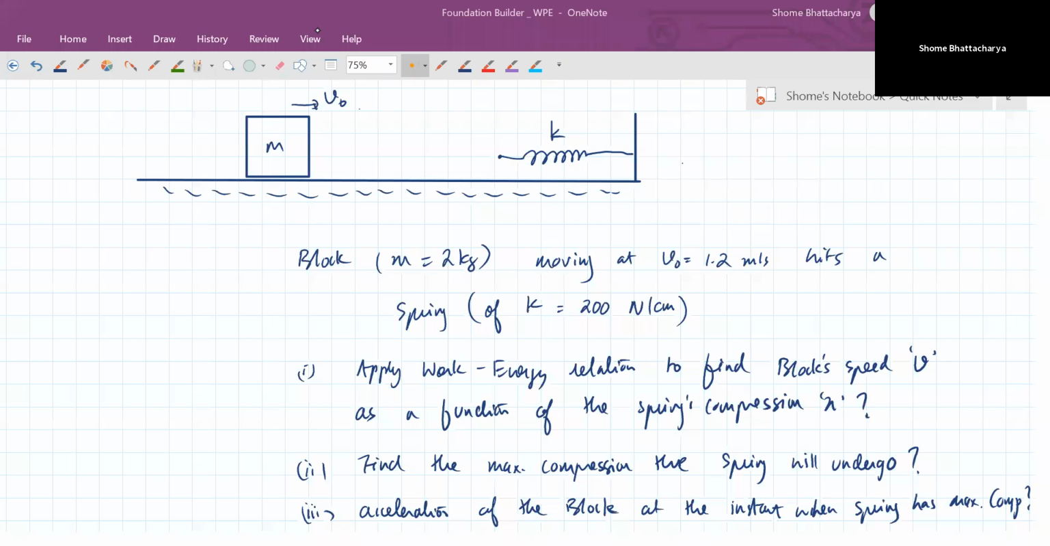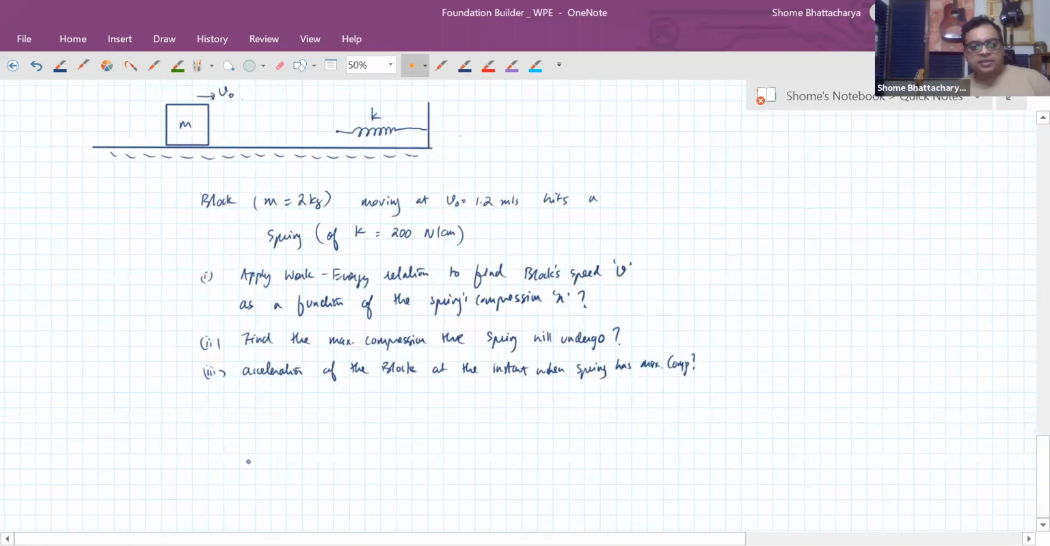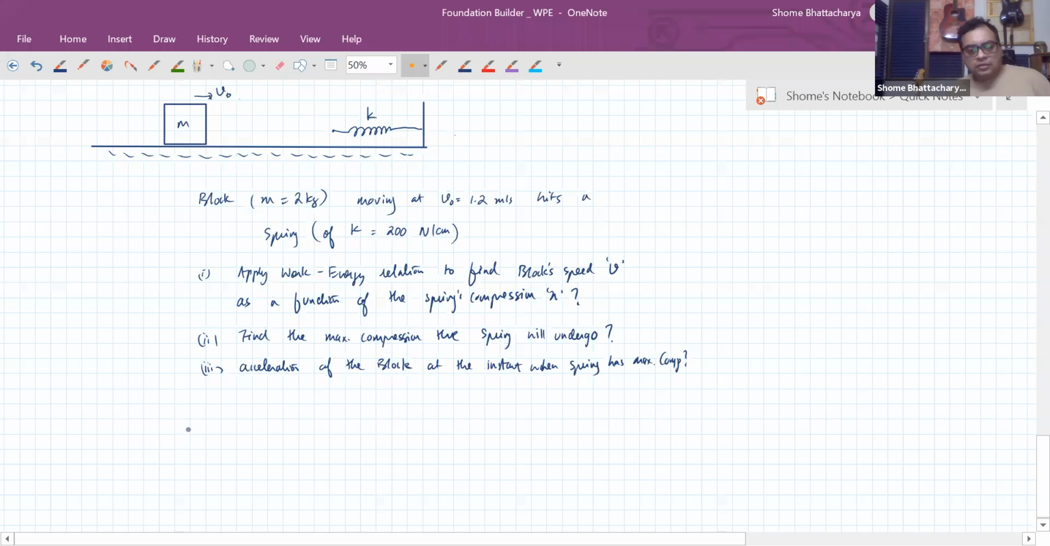Okay, people. So let's figure this out quickly. See here, what is happening is if we take one instant when the block is about to hit the spring, it's just about against the spring, but the spring is not yet compressed by the block. So here the speed of the block is v0 and the spring is still at the natural length state. It's not yet compressed.